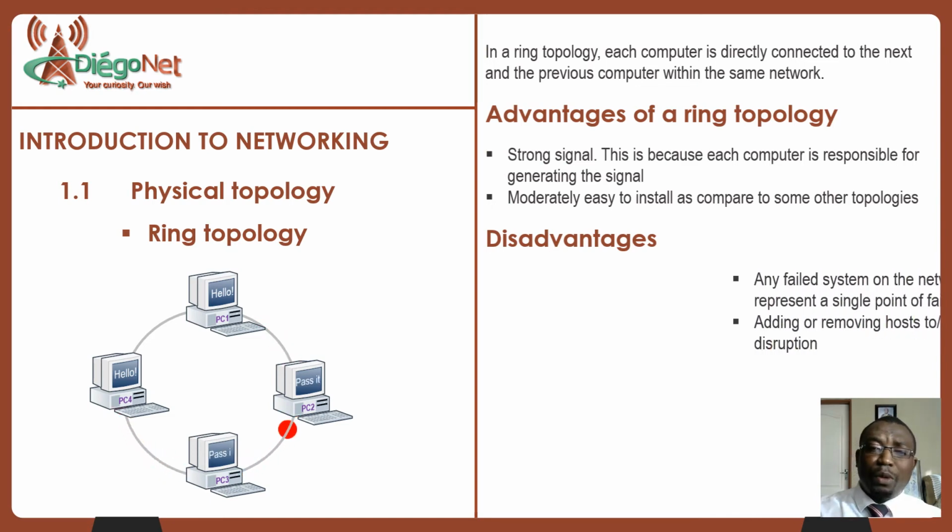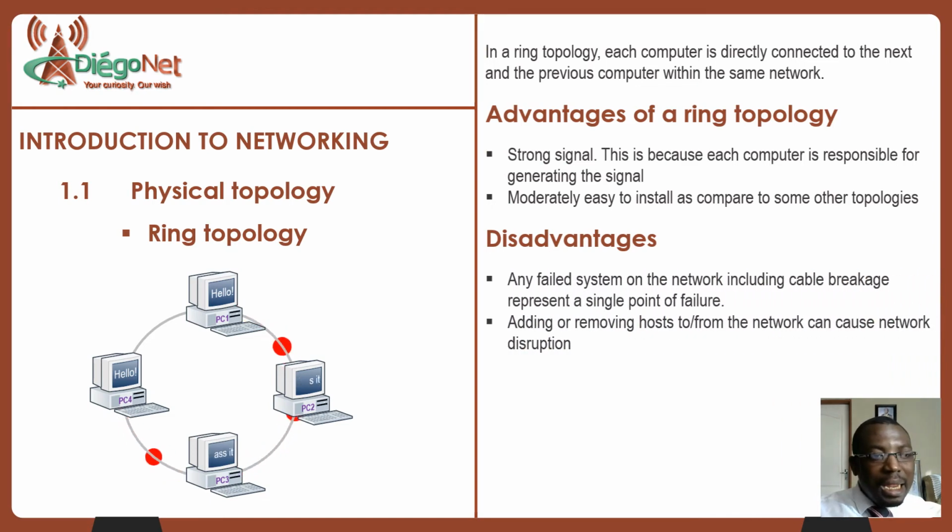The first disadvantage that we need to know is that any device on that network represents a single point of failure. Not only a device, even the cable. If you take, for instance, PC number 1 offline, the system is down. There is no connection anymore. All the system would be down. If a cable breaks, the system is down. That is the reason why we are saying any failed system on the network, including cable breakage, represents a single point of failure. That is the greatest disadvantage of a ring topology. If one device fails, the whole network is down.